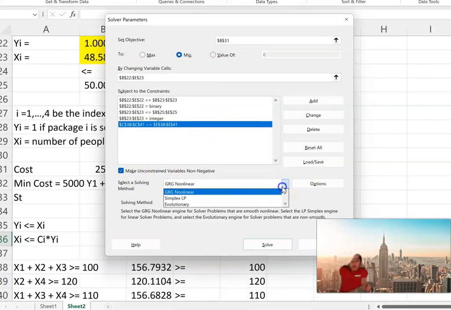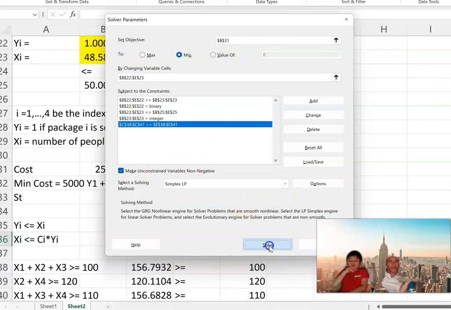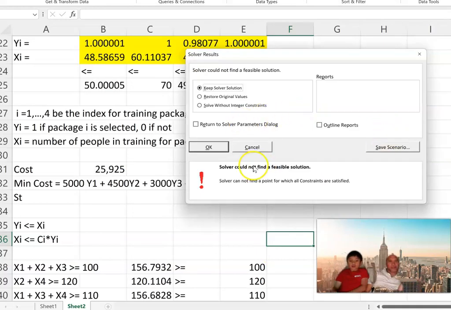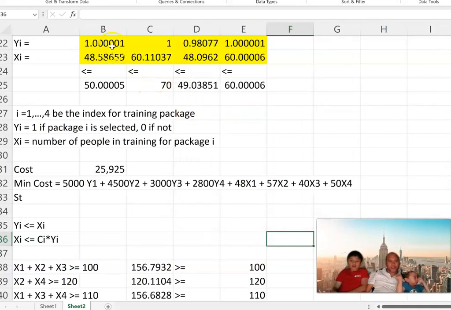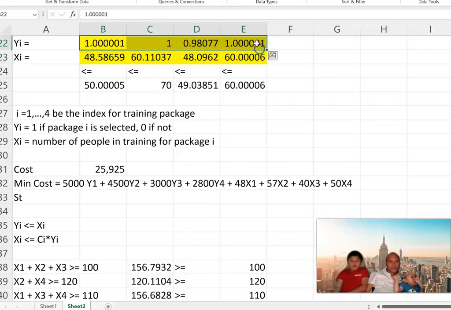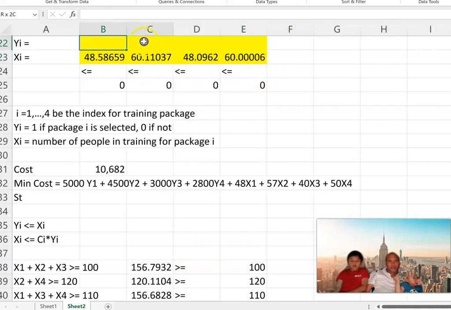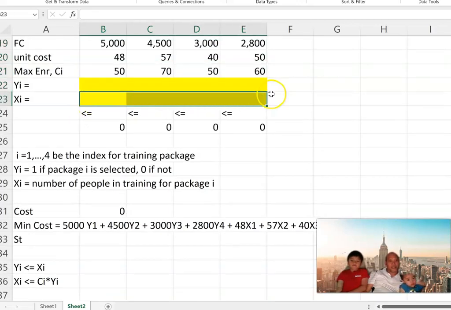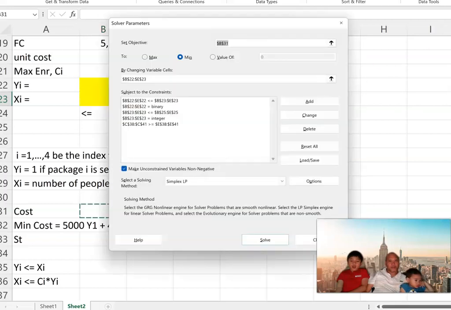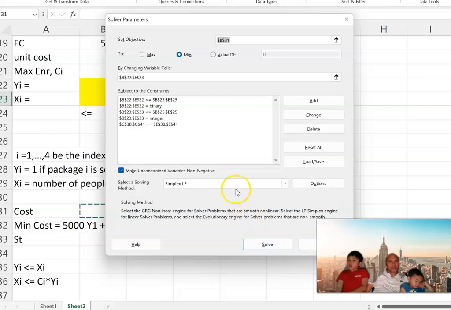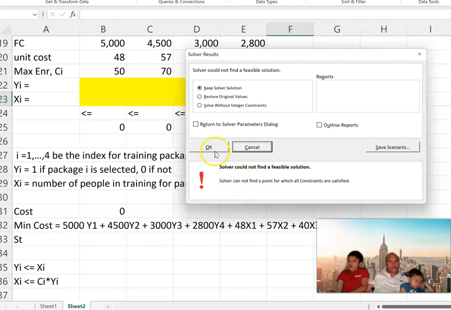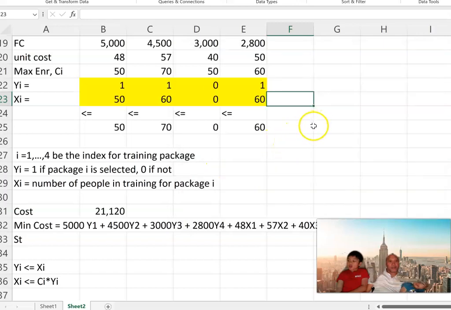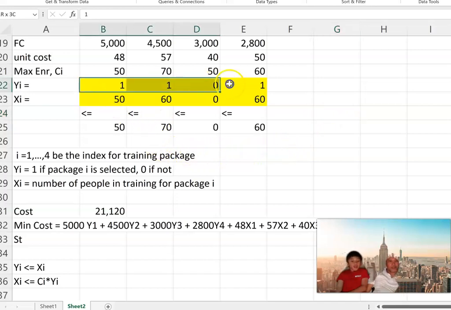Alright, so let's try a different thing, maybe simplex. So I'm going to reset this. It's not picking up that I want this to be an integer. I want this to be binary, and this one should be an integer. So let's do it again with the syntax. Let's find the solution. Well, this one is the solution.